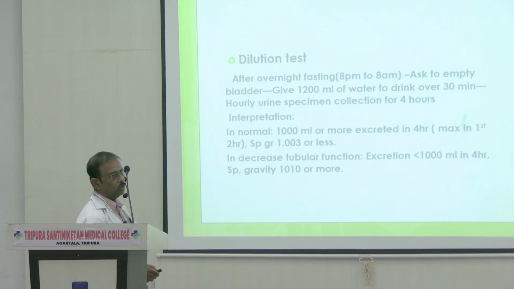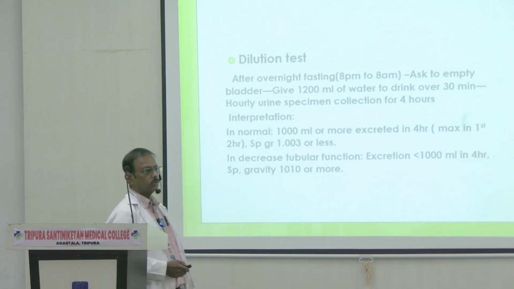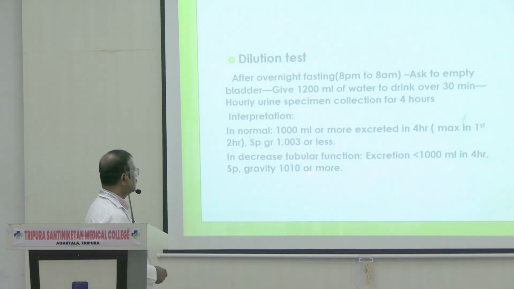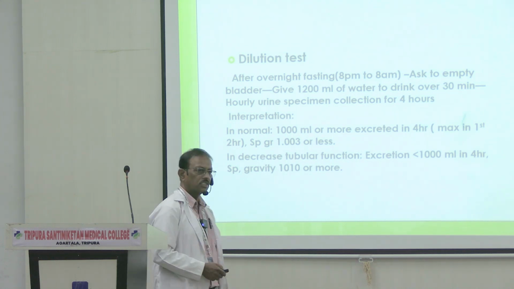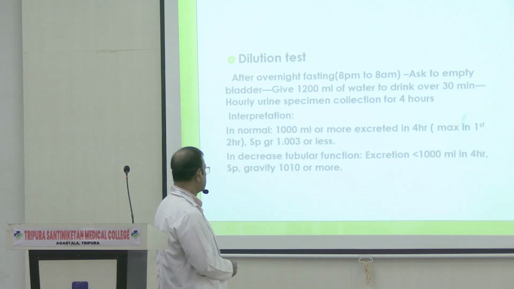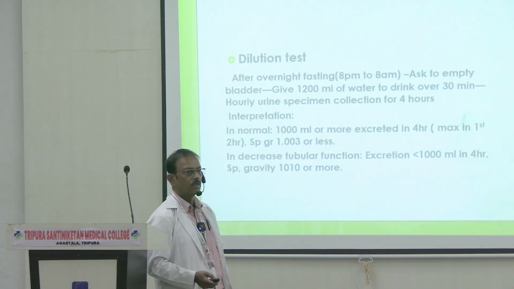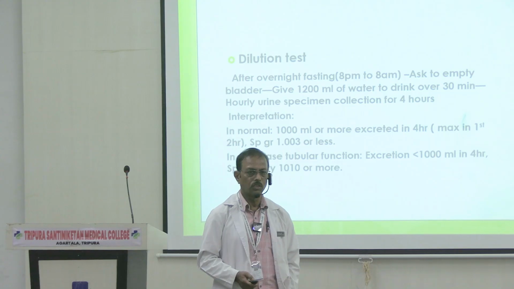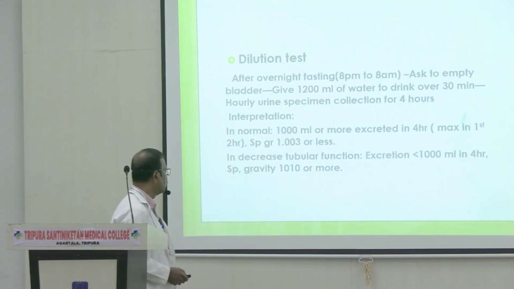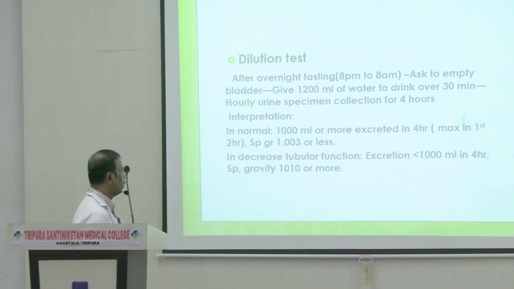Normal is 1.020, so it has come down to 1.003. In decreased tubular function, excretion is less than 1000 ml and the specific gravity may be as high as 1.010 or more.